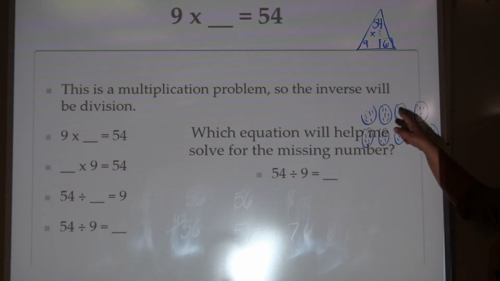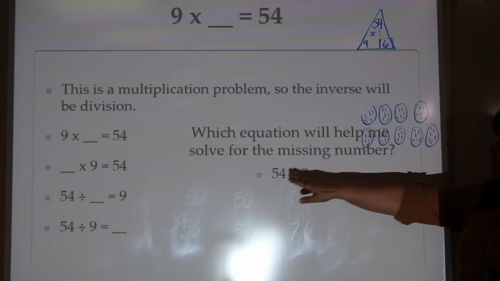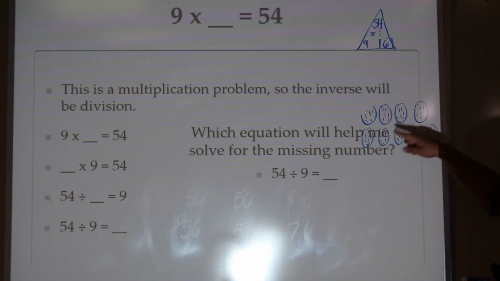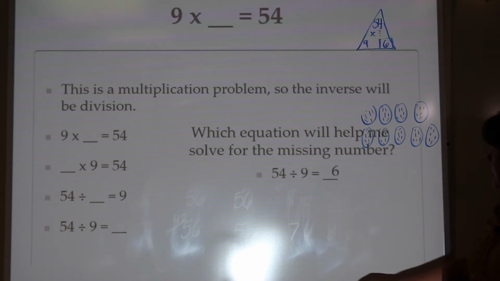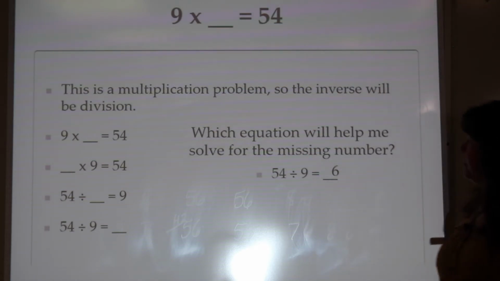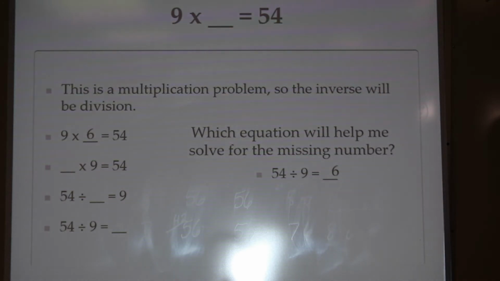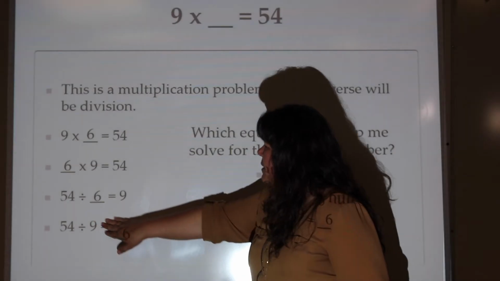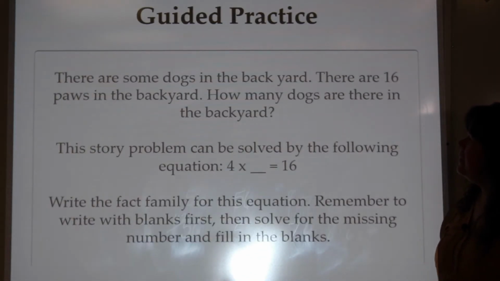So I put my 9 little circles in there, and I took the 54, and I divided them out until I got my answer, which was 6. All right. All of my 6s have been put in there now.